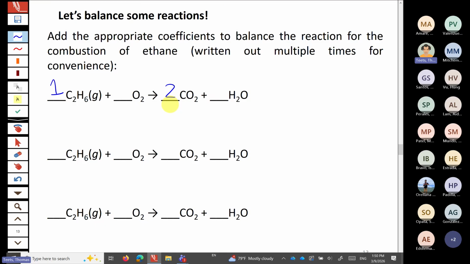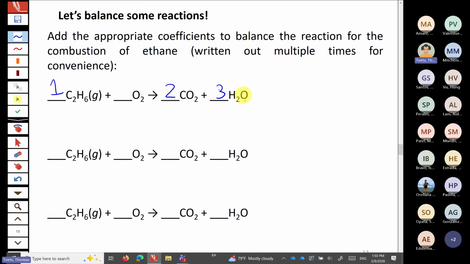And then if we go to the other one that's on once on each side is hydrogen. Hydrogen appears here in C2H6 as a reactant and only appears in water on the product side. So there's 6 hydrogens in C2H6, and we need 6 on the product side as well. H2O has 2, so the coefficient needs to be 3. 3 times 2 is a total of 6.